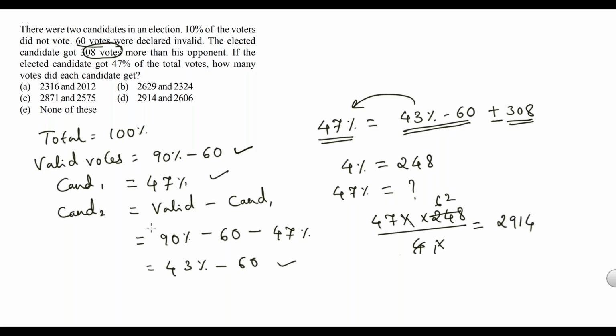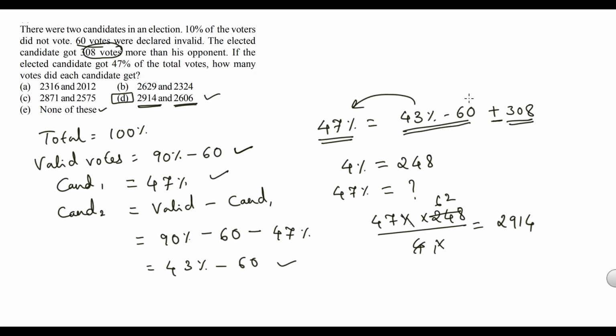2914. Now you just look into the answer options. In any of these answer options A, B, C, we don't have this number 2914, but in answer option D, we have the number 2914. So if this is 2914, then the other candidate must have got 2606. But if you are in hurry, you can just mark this answer option. If you have time, you can just verify. But in 99% cases, this will be the answer.